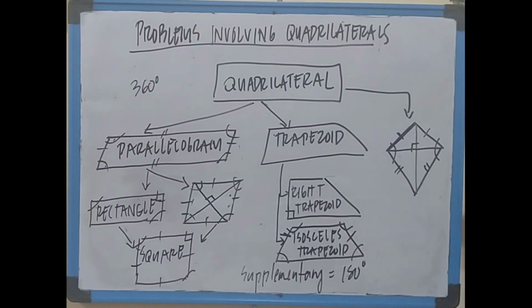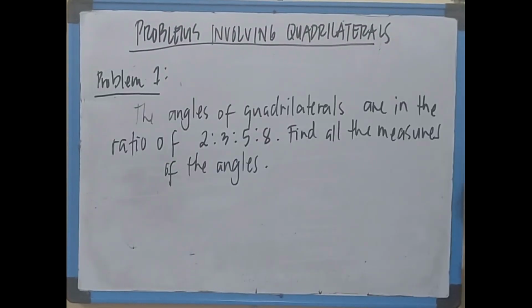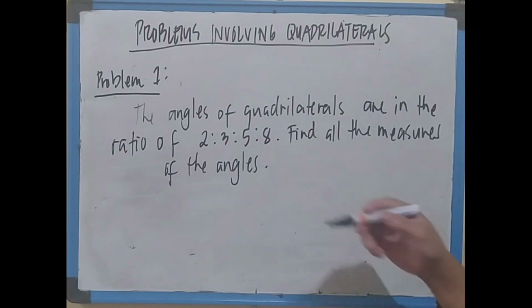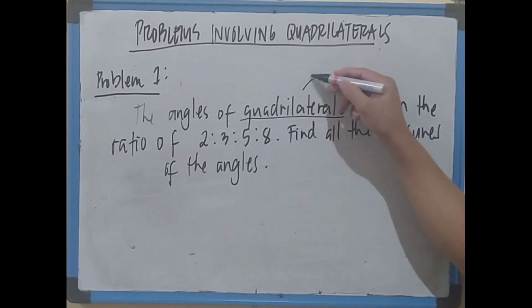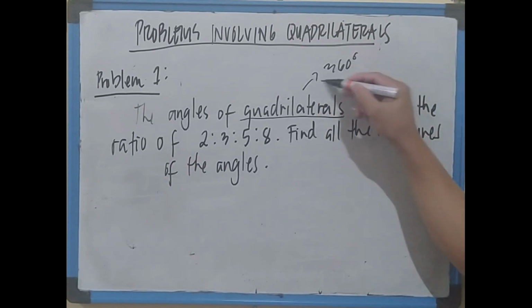Okay, next. Okay, so let us discuss first the problem number 1 here. So, the problem states that the angles of the quadrilaterals are in the ratio of 2:3:5:8. So we are going to find all the measures of the angles. Okay, so as what I've said a while ago guys, ang total po palagi ng measurement ng interior angles of a quadrilateral ay always 360 degrees.